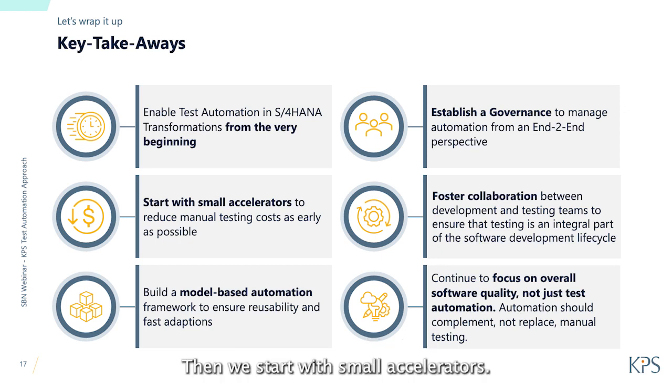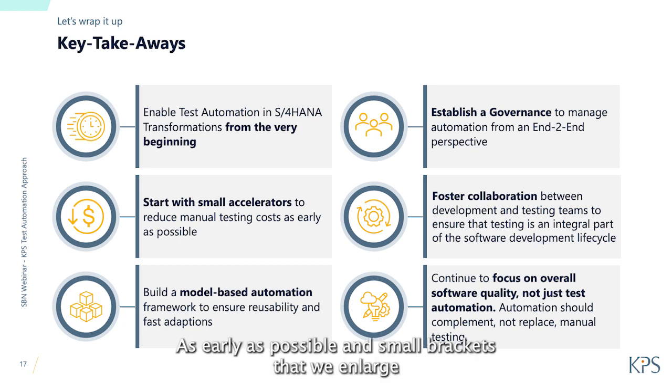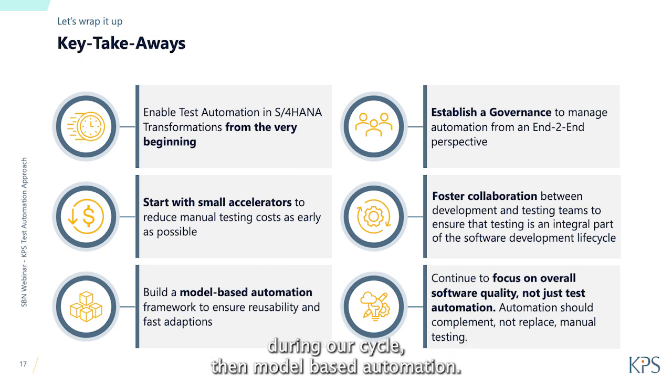Then we start with small accelerators. That's also something we discussed. So as early as possible, and small bricks that we enlarge during our cycle. Then model-based automation. So we want to have building blocks in order to create our end-to-end scenarios with them. That's also very important. Reusability, keep them up to date, so that they fit most of your scenarios.